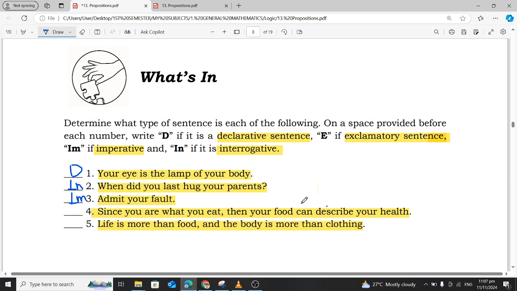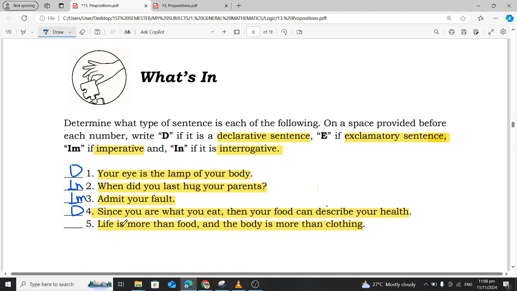Now, let's have number 4. Since you are what you eat, then your food can describe your health. Is the sentence giving you an information? Is the sentence ending with a period? Then therefore, that is a declarative sentence.